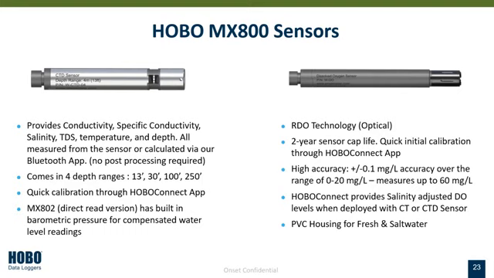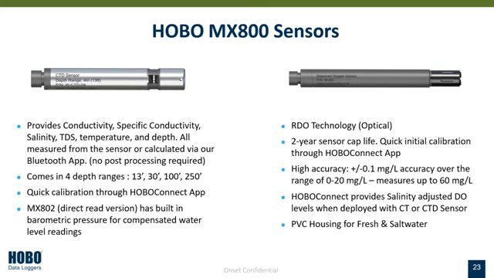The CTD comes in different depth ranges, similar to our pressure transducers. And everything's a very quick calibration process done right through the HOBO Connect app. When you're putting these out there, we have a calibration solution that you would dip them into. Within seconds, you're calibrated, ready to deploy. When you come back, clean them off. You can either recalibrate if it's the CTD, and then redeploy it right there.